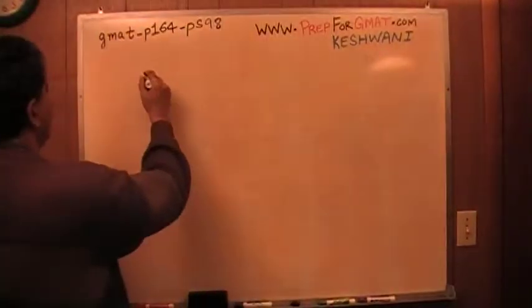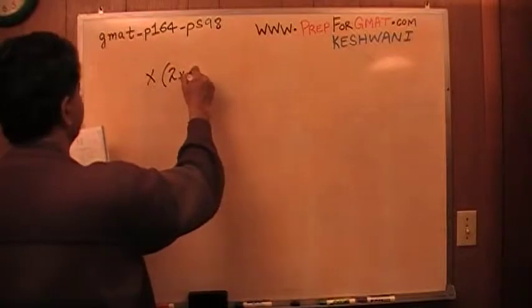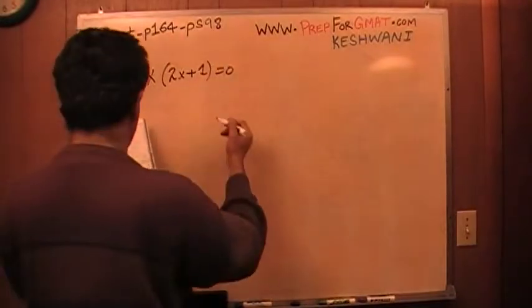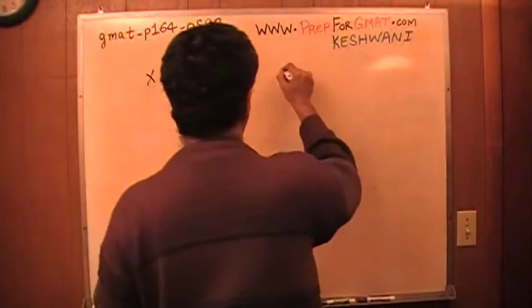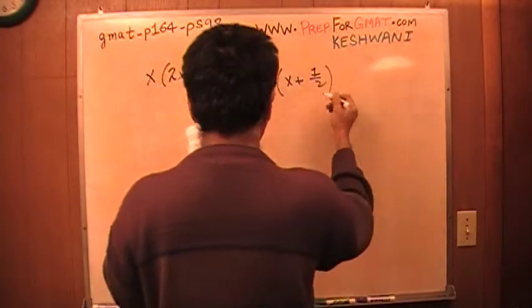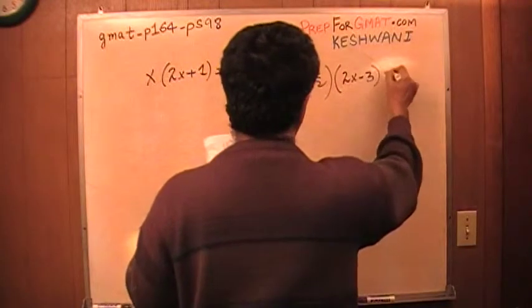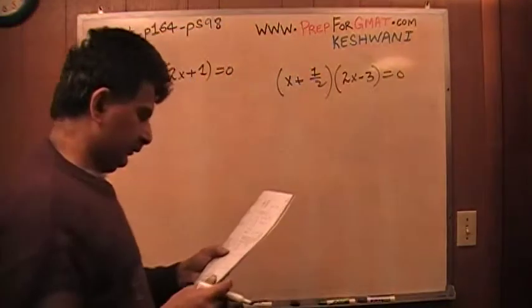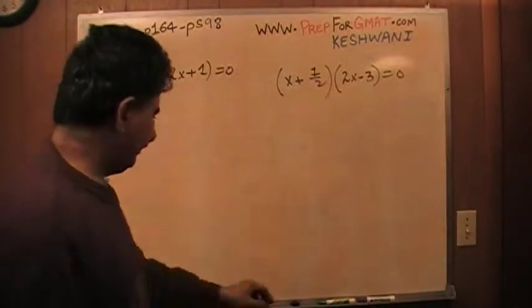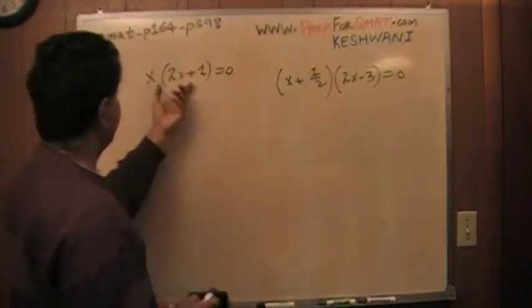We are told that x times 2x plus 1 equals 0. And I'm also told that x plus half times 2x minus 3 equals 0. The question simply is, what must be the value of x? Well, let's take a look at it. Let's start with this part here.